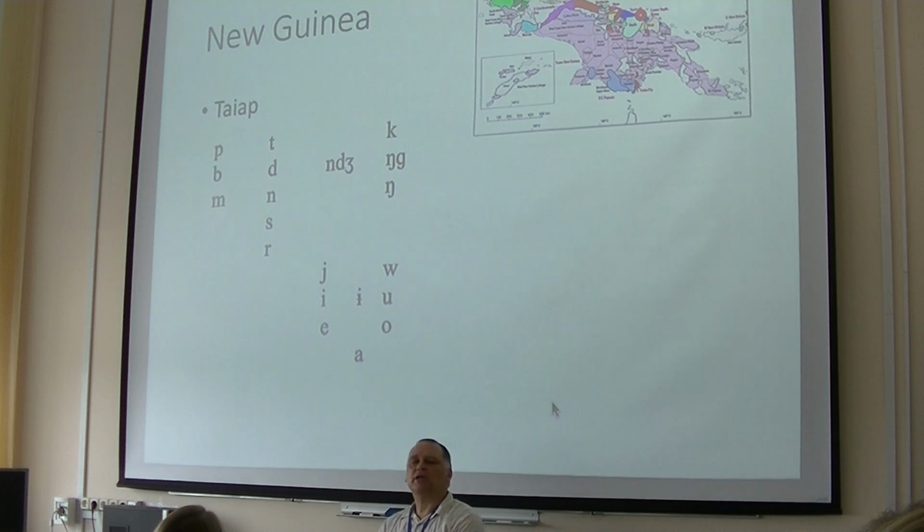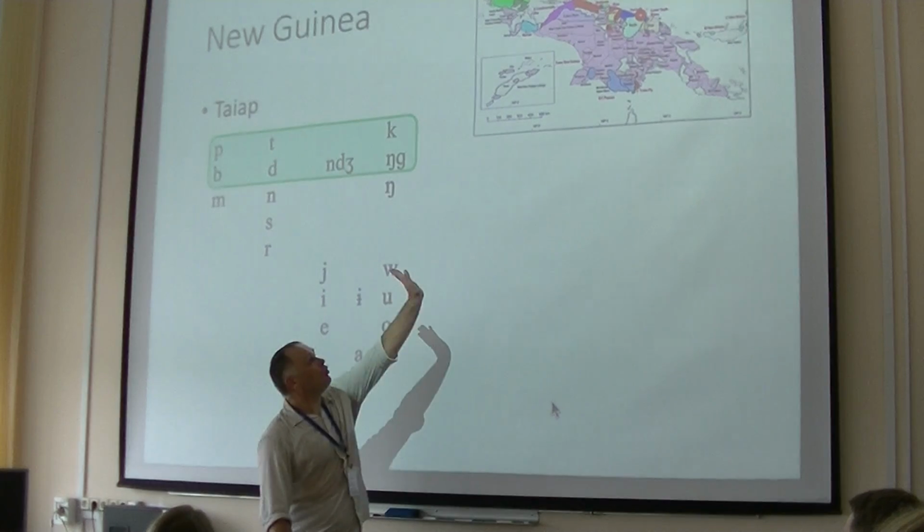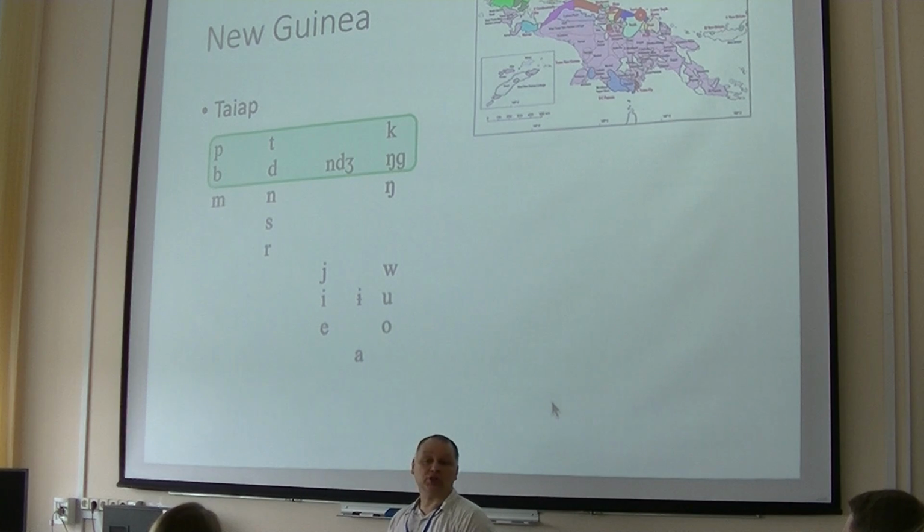I throw it to the audience again. What strikes you about this phonological inventory? Prenasalized consonants. Yes, so prenasalized consonants is the norm in the north and the east of New Guinea. The absence of a ch is a very common feature in New Guinea as well. You have voiceless and prenasalized, but you're missing the ch.